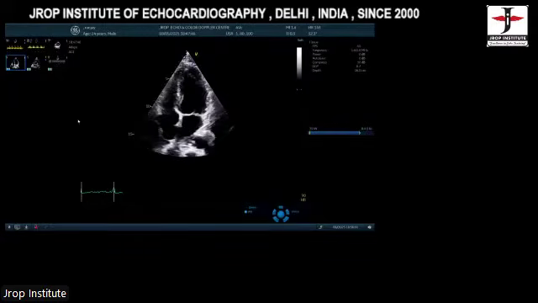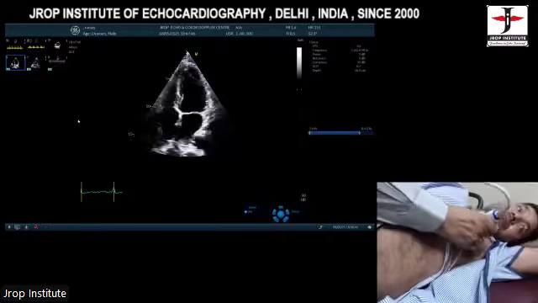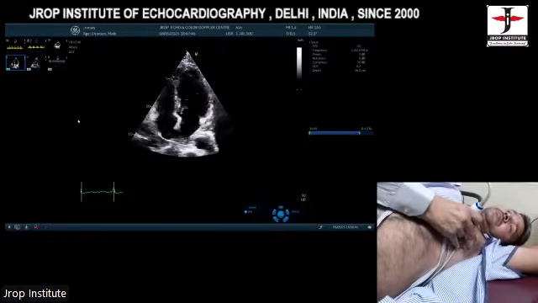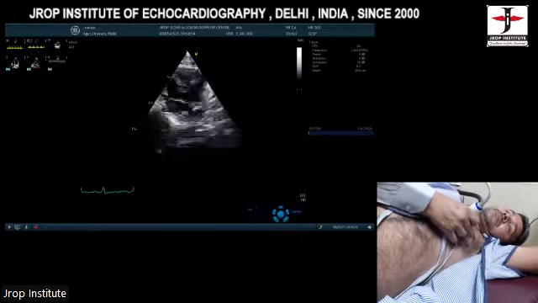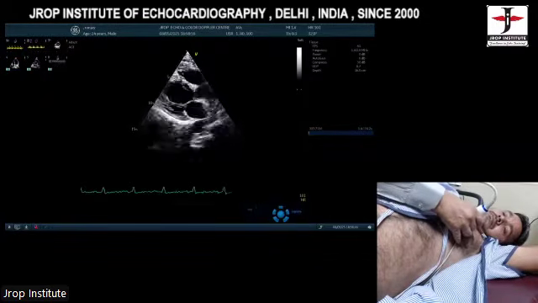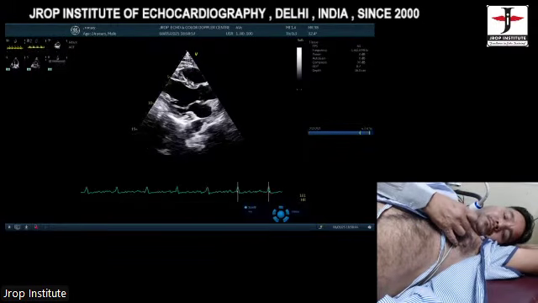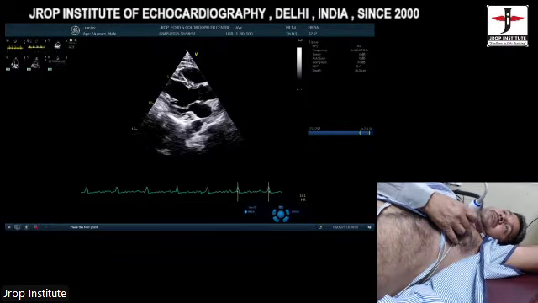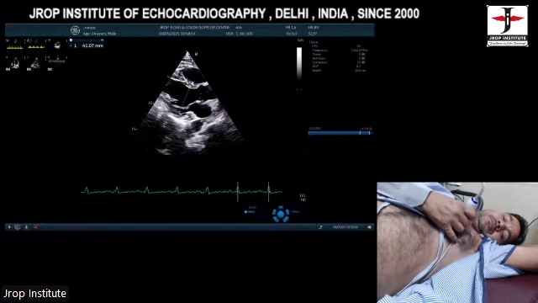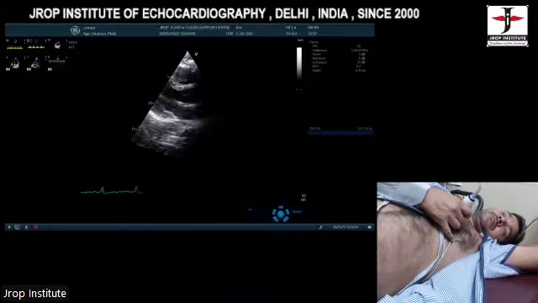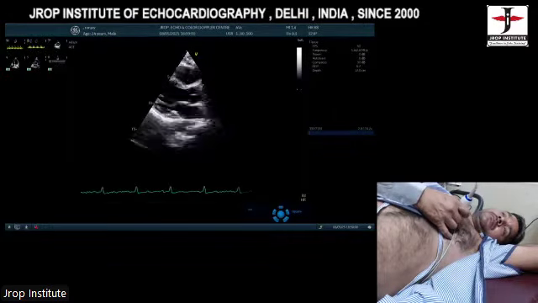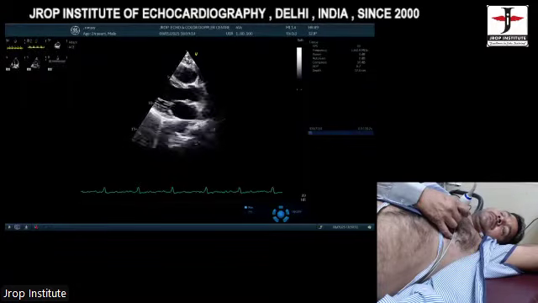Whenever we do M mode measurements, we use leading edge to leading edge. Whenever we do 2 dimensional measurements, we use trailing edge to leading edge. Look, if I'm doing a 2 dimensional view, this is the trailing edge of this image to the leading edge of this image, correct? If I'm doing an M mode, I'll be measuring from leading edge to leading edge.